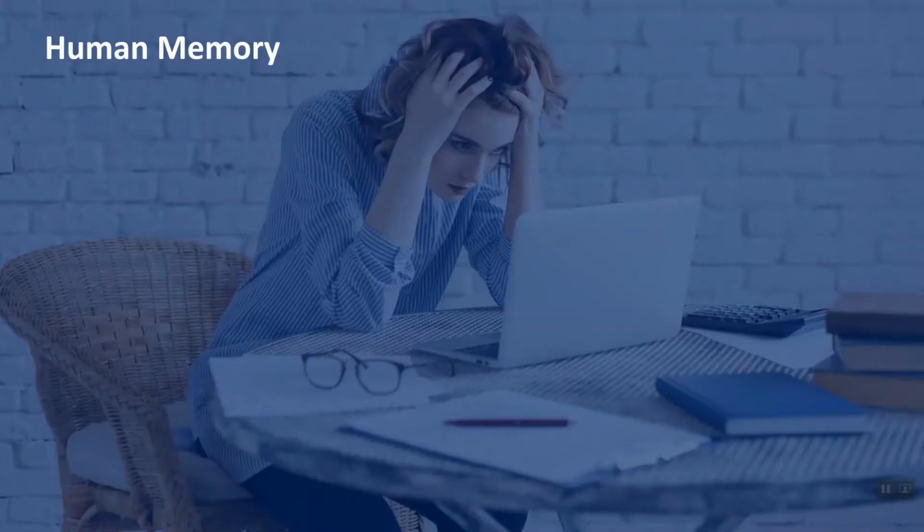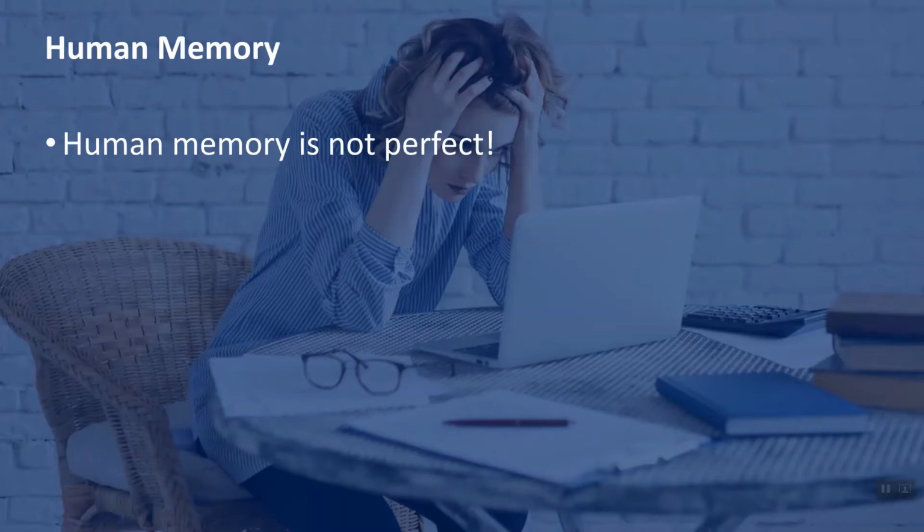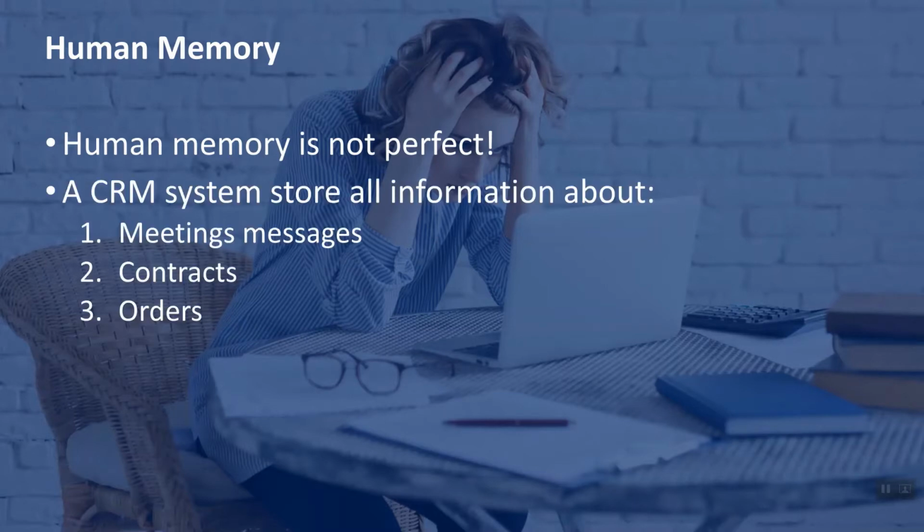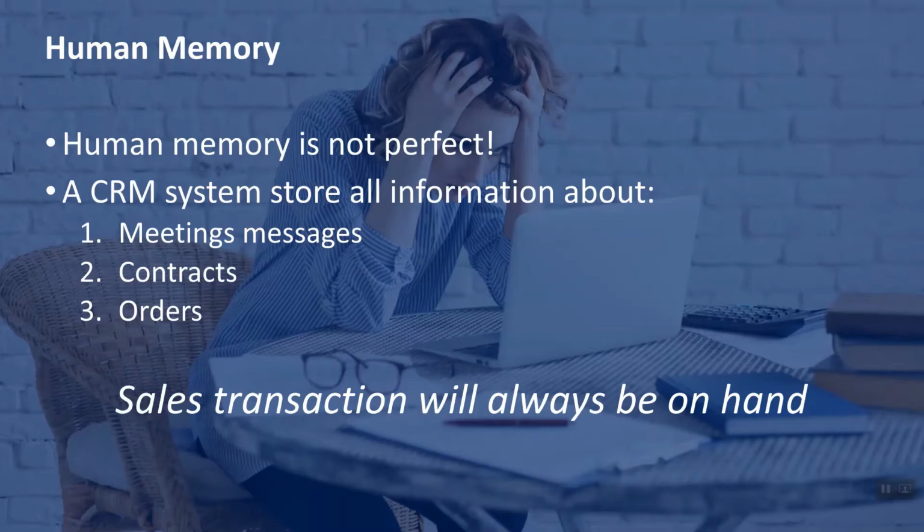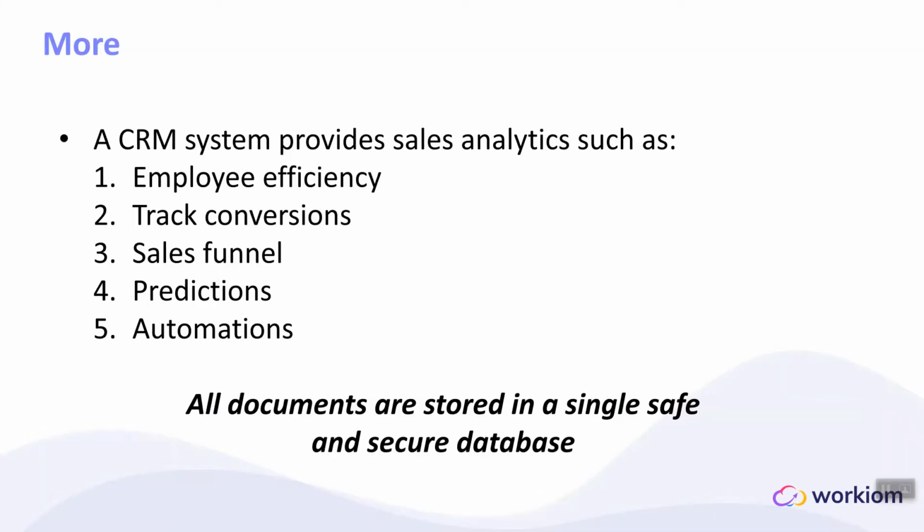Human memory is not perfect, but with a CRM system, any information about meeting messages, contracts, orders will always be on hand. A CRM system will also allow you to get sales analytics that matters, like showing the employee efficiency, track conversions, view your sales funnel, make predictions, and automate business processes of your company. Indeed, information about each transaction will be securely stored and you can return to any stage of cooperation with a customer whenever you want.